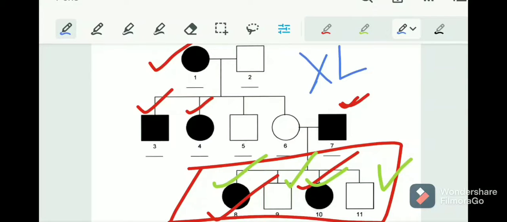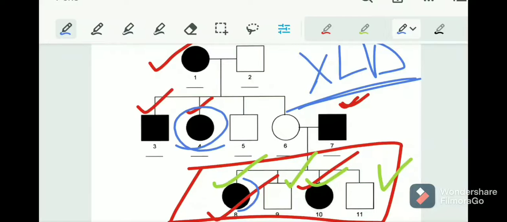This is X-linked dominant. In X-linked dominant, females were affected more. Okay, see, females are affected more, males were spared. So this is X-linked dominant.